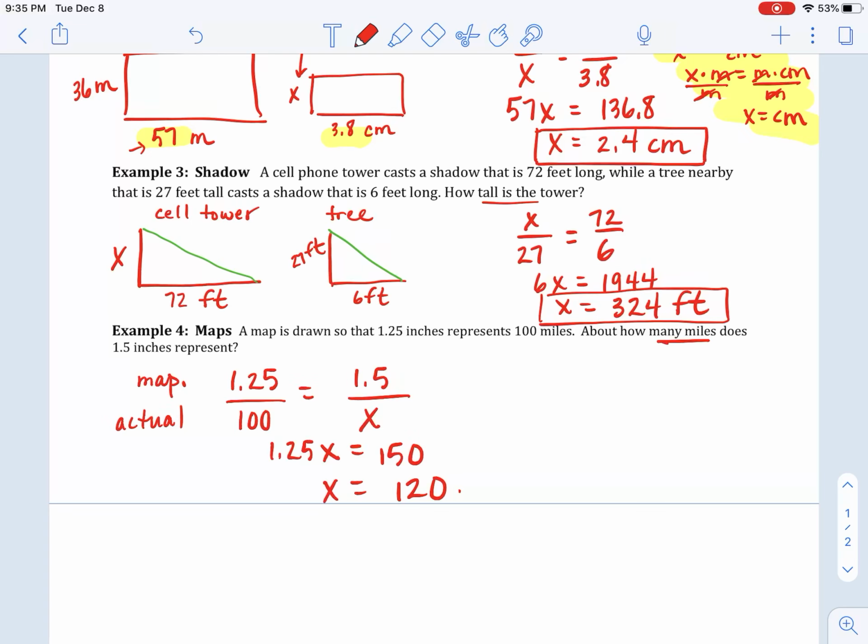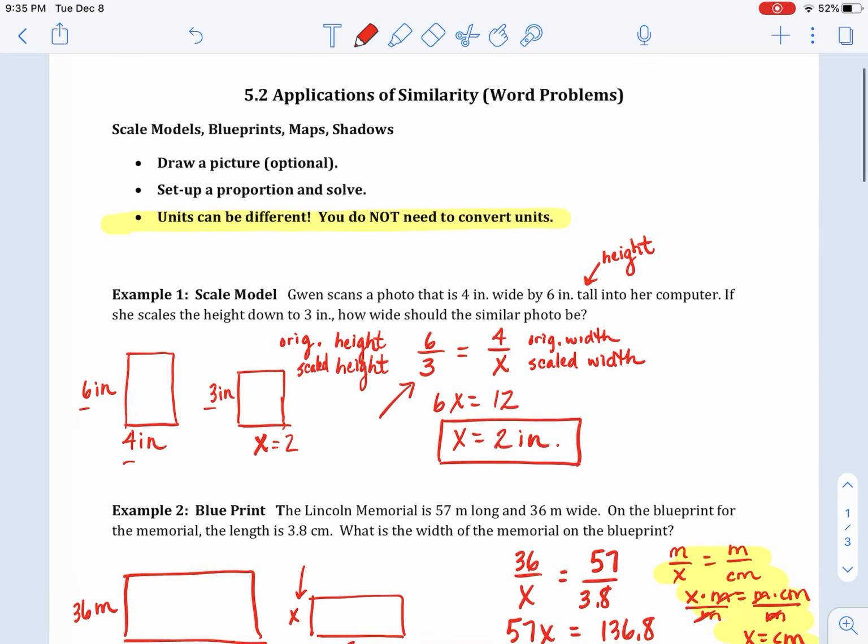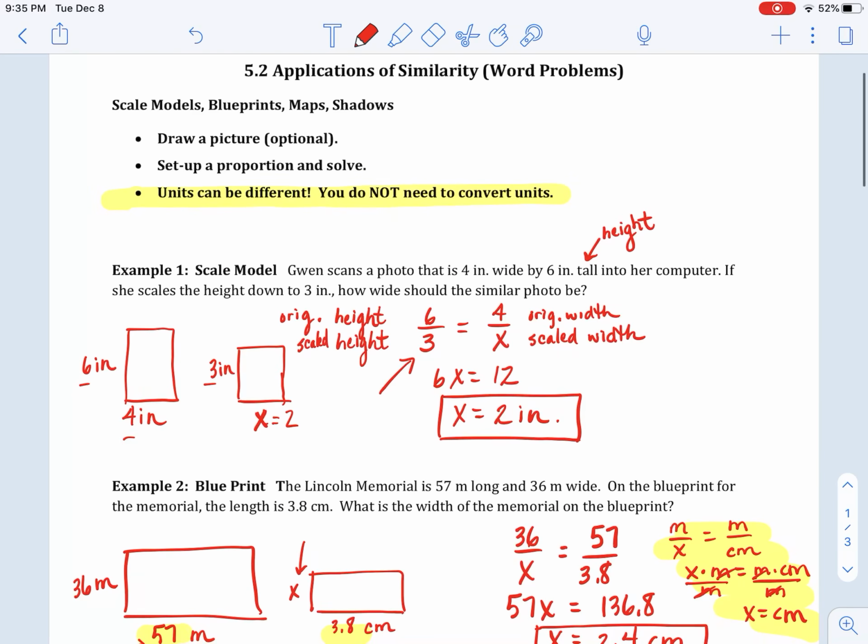And again, if you look at the units, what's happening? On the top, we have inches, and on the bottom, we have miles. On the other side, on the top, we again have inches, so the bottom dimension should be miles. We're missing the miles. All right, so this is all about setting up a proportion. We're actually using similarity, because it's the same idea as similarity. So set up a proportion and solve.